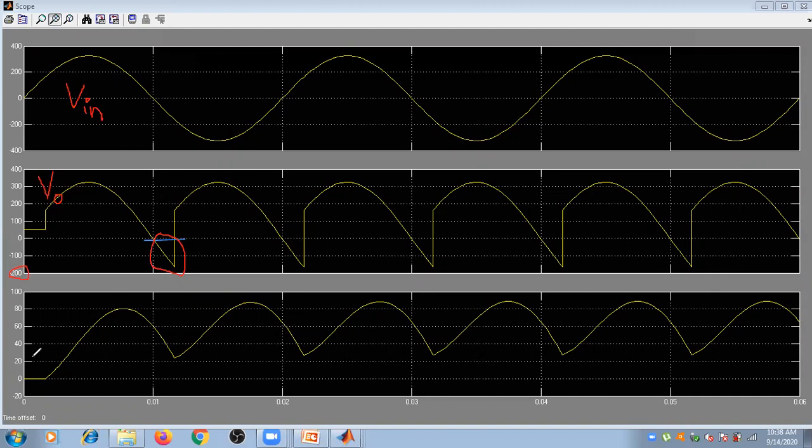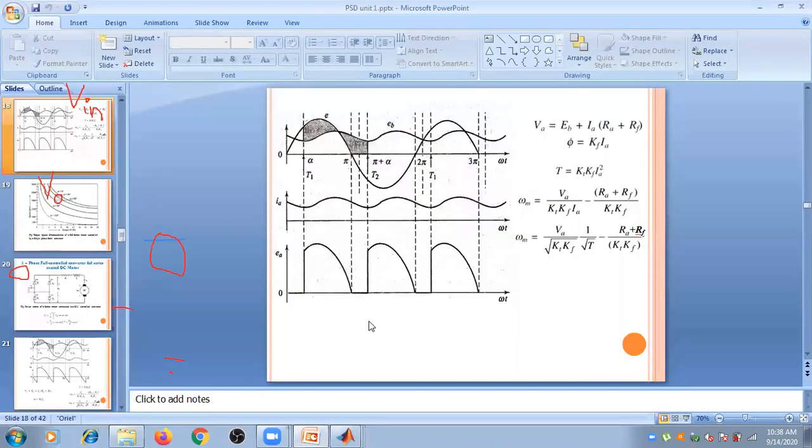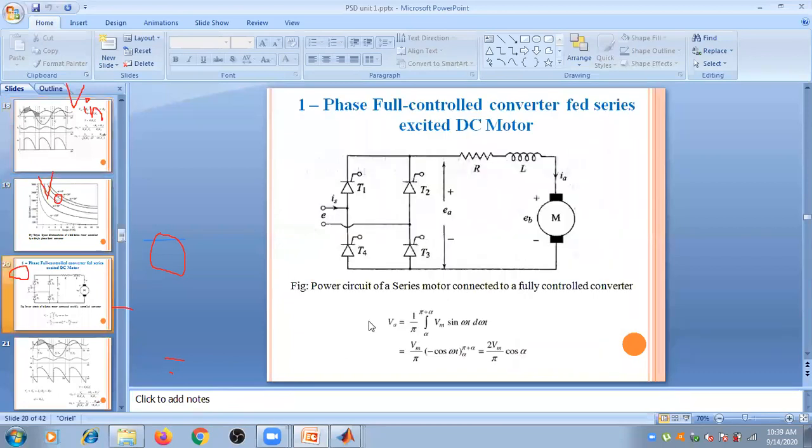Here this is the current waveform. Previously the current ripple was very high, because in the present situation I have increased the inductance value, so that is the reason why the current ripple is minimized. So this current ripple depends upon the inductance value, and this is the current waveform for continuous conduction mode. Okay, the same we have seen in the theory also for the full controlled converter.